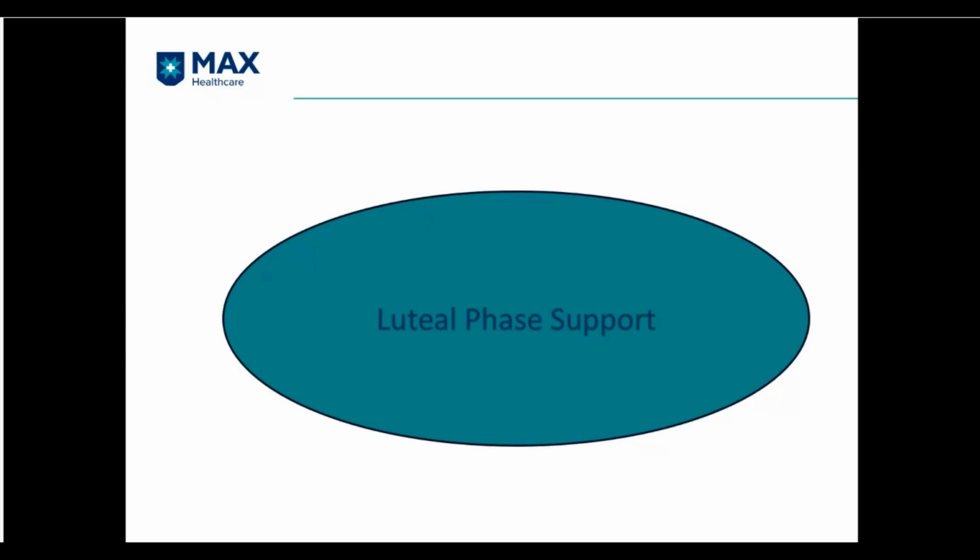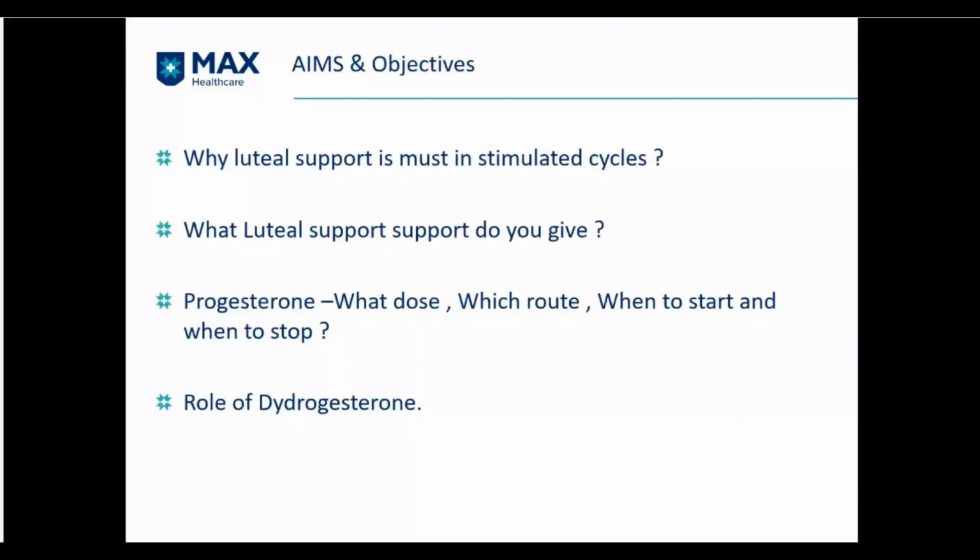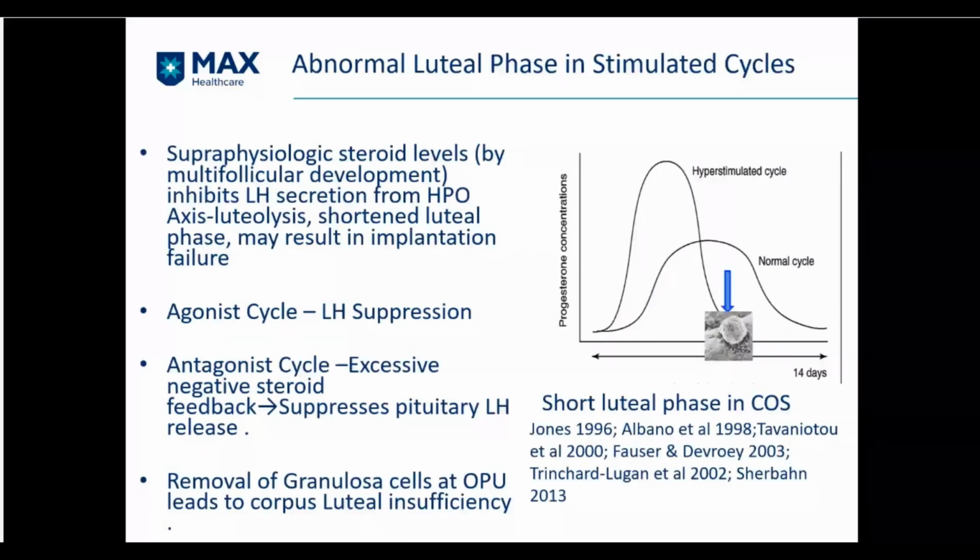Okay, ma'am. So with the luteal phase, my aims and objectives are: why luteal support, what luteal support, progesterone, what dose, and the role of dydrogesterone. Now, why is luteal phase support a must in IVF cycles? Because the supraphysiological steroid levels in IVF, where we have multifollicular development, inhibit the LH secretion from the hypothalamo-pituitary axis, which causes the luteolysis. It shortens the luteal phase and thus results in implantation failure.